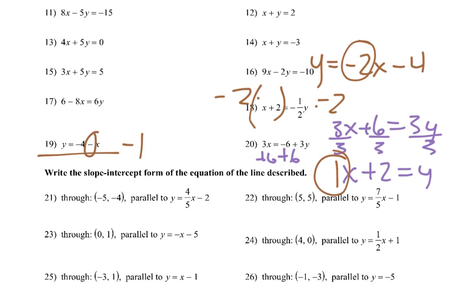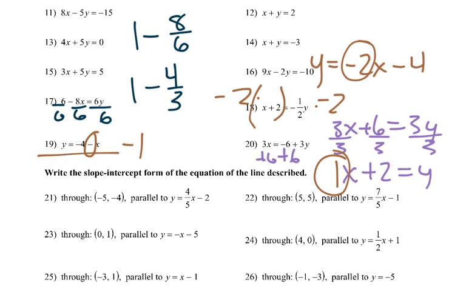And 17, we just divide by 6 on everything. So I'd have 1 minus 8 over 6, which I could reduce to 4 over 3. So 1 minus 4 thirds x would equal y. So my slope would be negative 4 thirds.